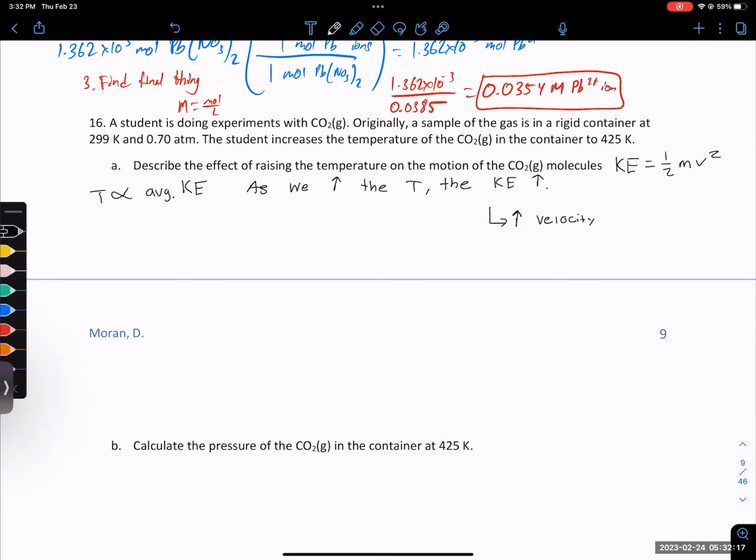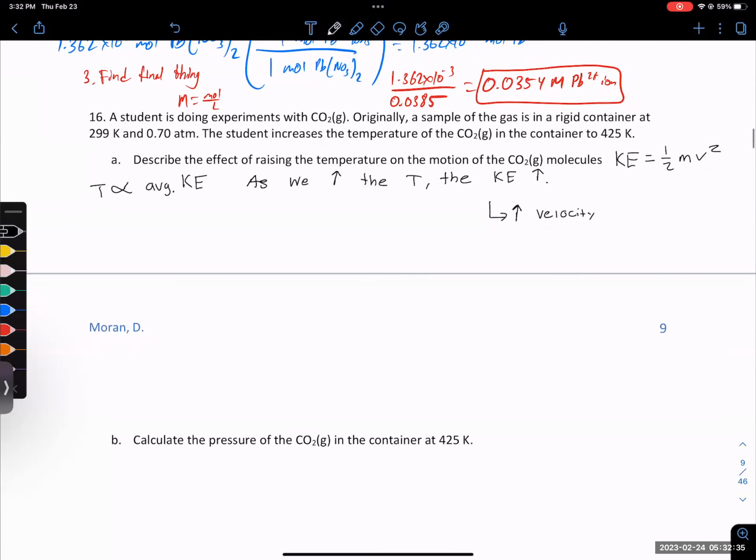As you increase velocity, you obviously also increase other things, like the amount of collisions on the container, and we'll learn how that affects another quantity in part B.